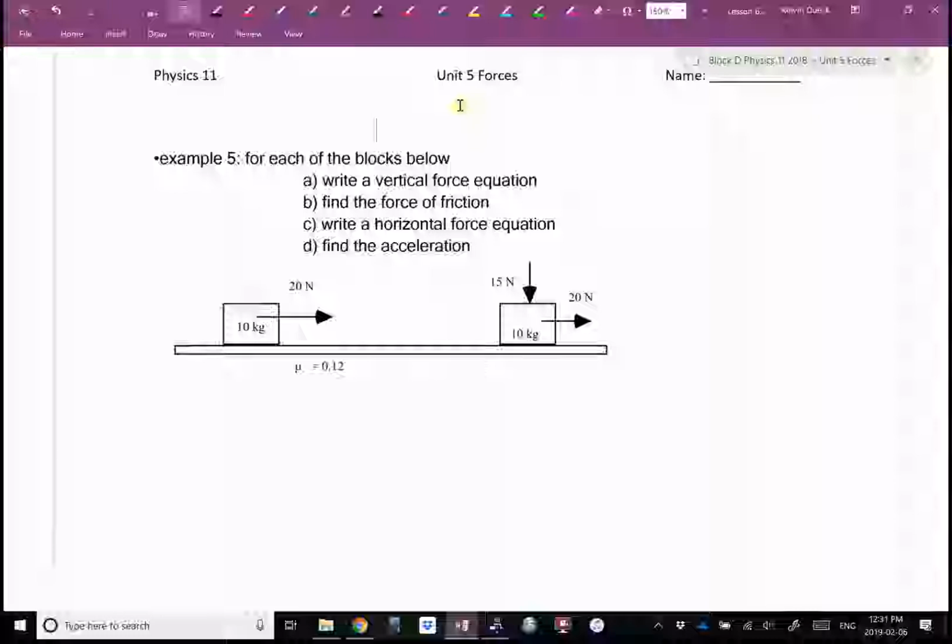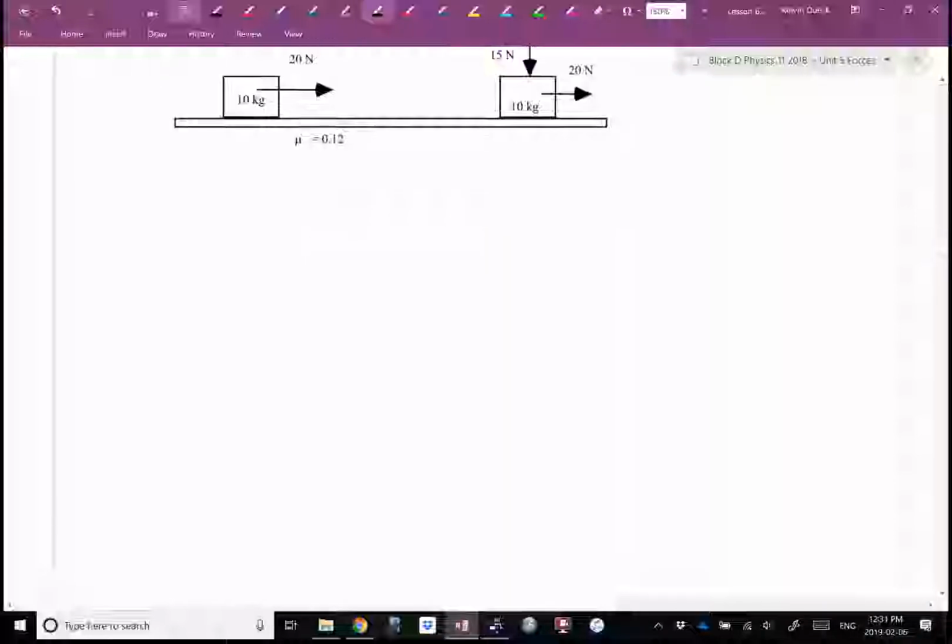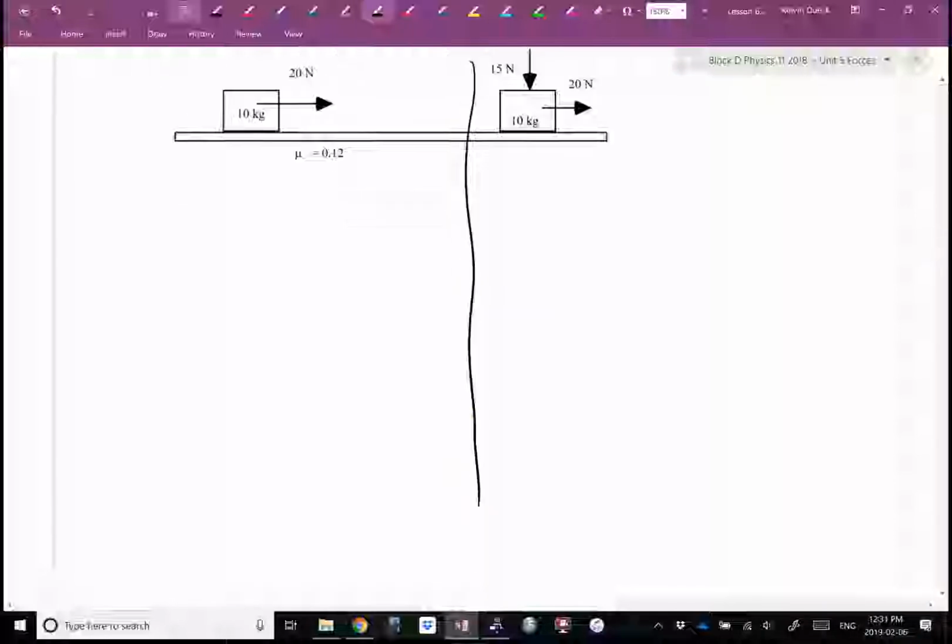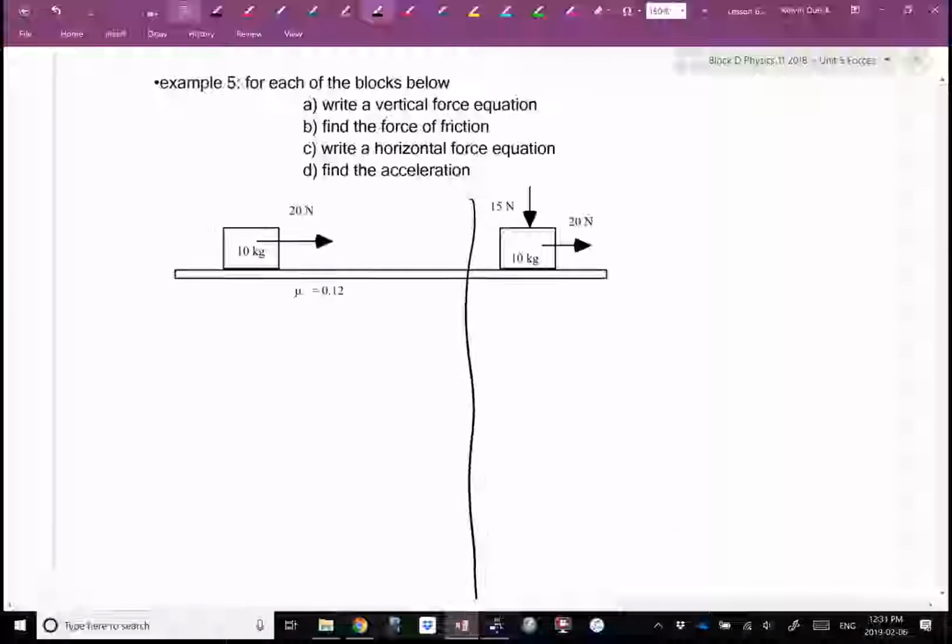So we're going to do this all. We're going to write a vertical force equation. We're going to find the force of friction. We're going to write a horizontal. We're going to find the acceleration. And I'm actually going to do this all simultaneously. So just kind of draw a line down the middle of your page like this. Okay, folks?